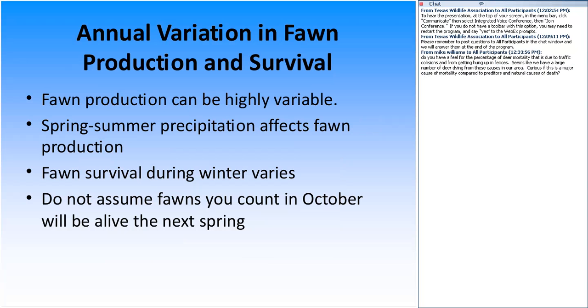So in many parts of Texas, there is this large annual variation in fawn production and survival. Spring summer precipitation appears to be the primary effect on fawn production. Fawn survival over winter varies, so that some years a lot of yearling bucks come through, and in other years hardly any yearling bucks come through, even if fawn production the year before was pretty good. And so you're not going to want to assume that all the fawns you count in October are going to be alive the next spring and therefore get to be yearlings the next year.